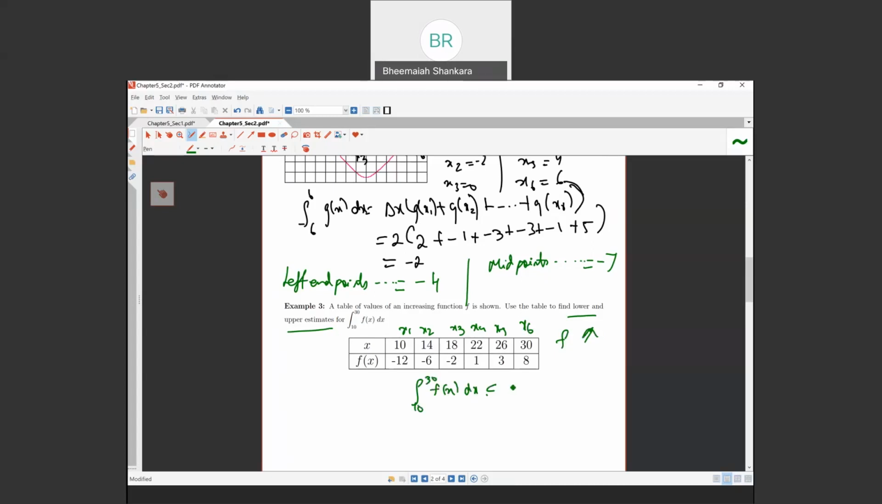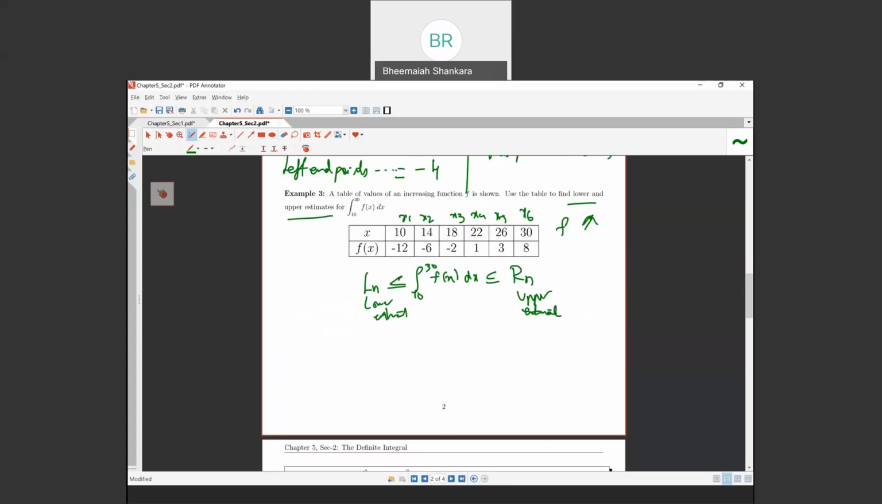The upper estimate is bounded by R sub n and the lower estimate is bounded by L sub n. This is the lower estimate and this is the upper estimate. So first let's calculate the upper estimate. Having been given that the delta x is x2 minus x1, which is 14 minus 10, which is 4, we calculate the upper estimate, which is R sub n, delta x.